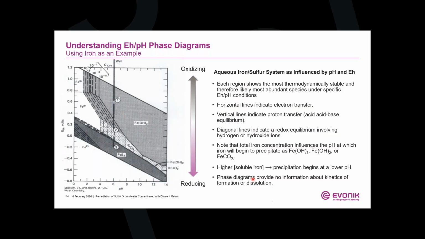So phase diagrams can tell us what are the stable species and where in the pH-EH equilibrium they like to exist and where they're stable. On the other hand, phase diagrams don't provide us with any information about kinetics. So they don't tell us how quickly these different species will form, and they don't tell us how quickly these different species will unform or dissolve or come back into solution after they have been formed.